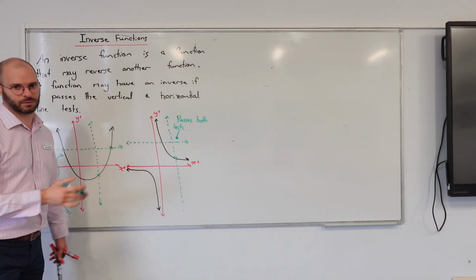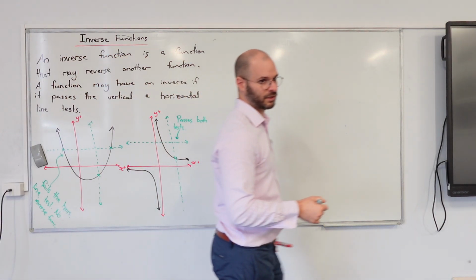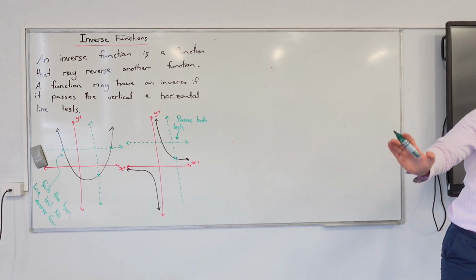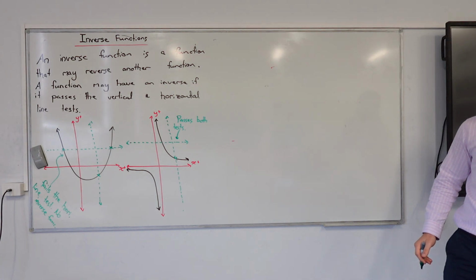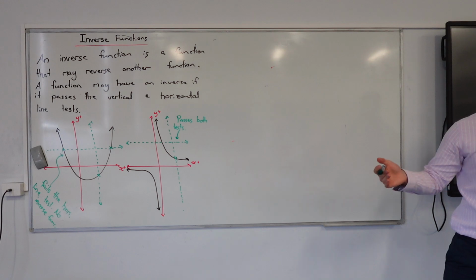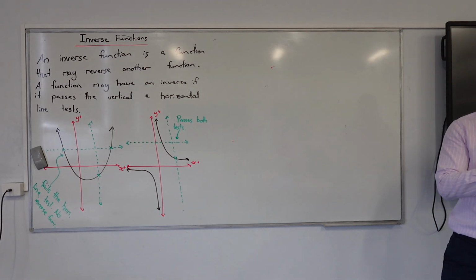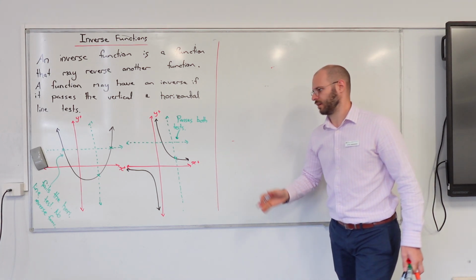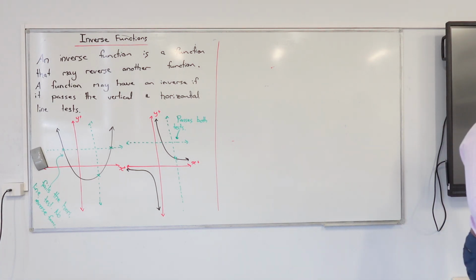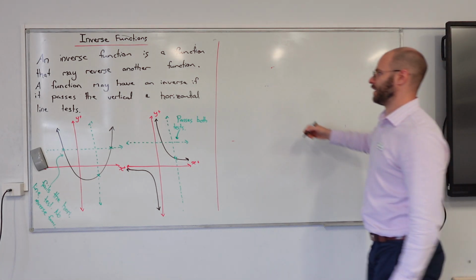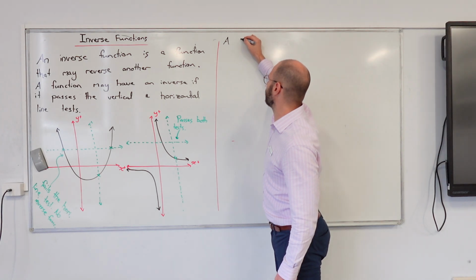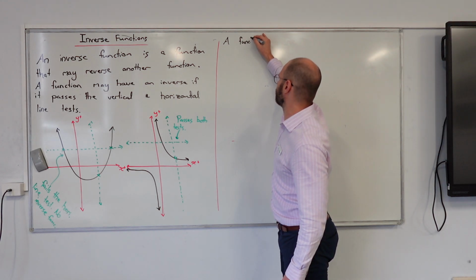A function that passes both the horizontal and the vertical line tests, we call a one-to-one function. On the other hand, if it fails the horizontal line test, we call it a one-to-many or a many-to-one. I can't remember which one it is. But it's still a function. It's just that you can't get an inverse for it because it doesn't match up one-to-one. So key language here: a function with an inverse is called a one-to-one.